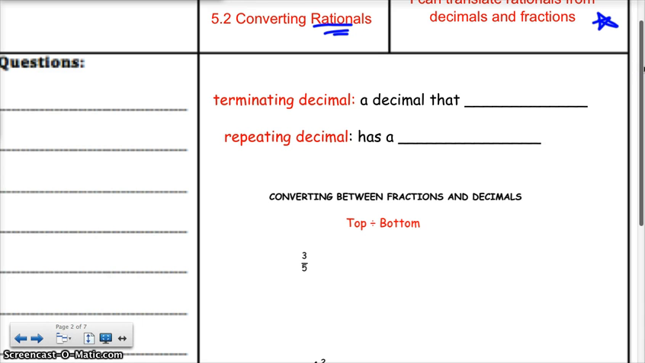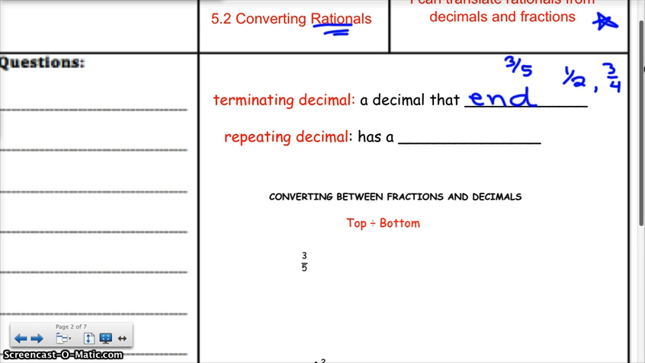All right, terminating decimal. What do you think? A decimal that gets rid of itself. Maybe if you're terminated, you end. A terminating decimal is a decimal that ends. Like 1/2, 3/4, 3/5. Those are decimals that end.